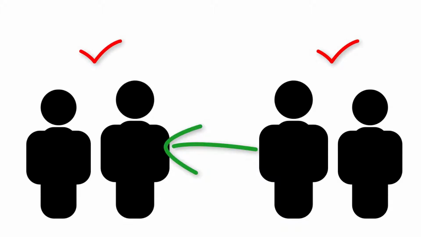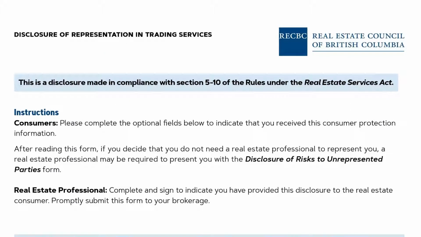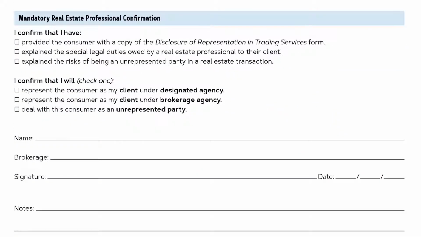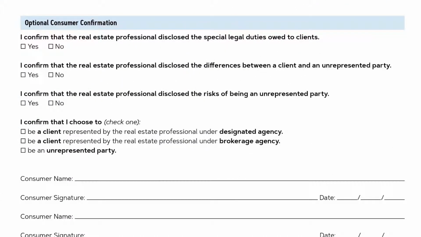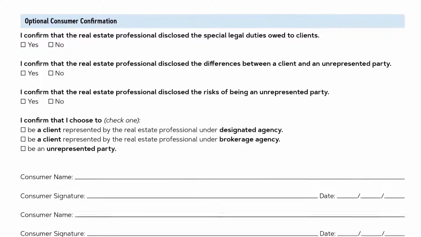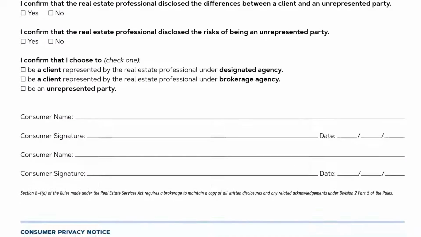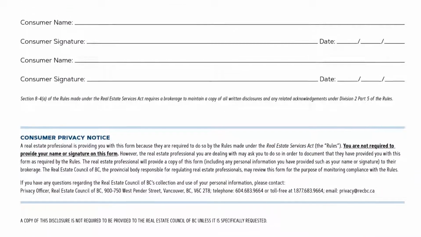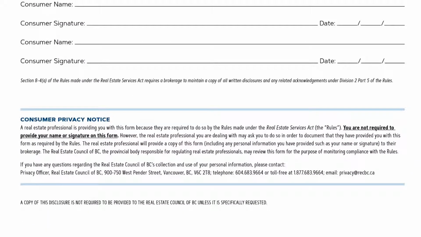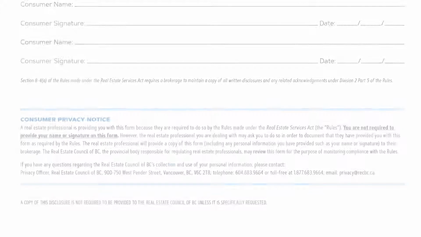agency relationship. The purpose of the last 2 pages of the Disclosure of Representation and Trading Services form is to document that the disclosure has been made to you, the consumer, and it includes a mandatory checklist and name signature field that the licensee will complete. It also includes an optional checklist and name signature field that may be completed by the consumer. Our brokerage requires that any time we're providing trading services, the form must be completed by the consumer.